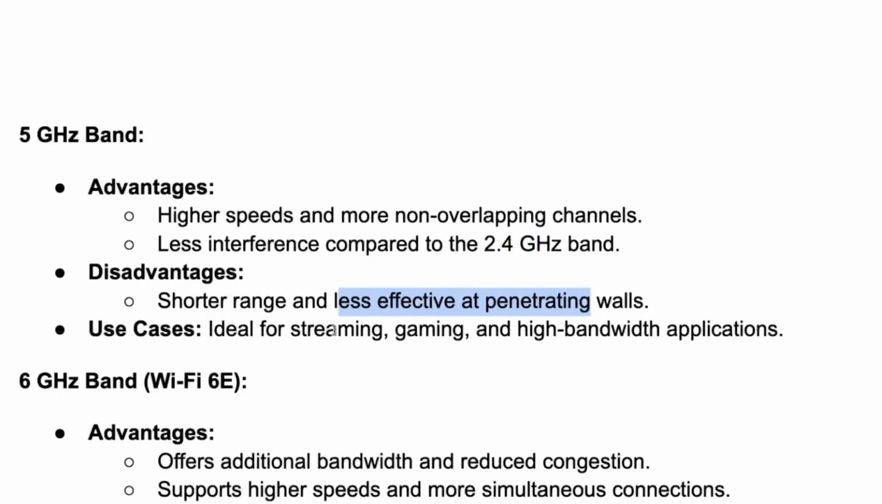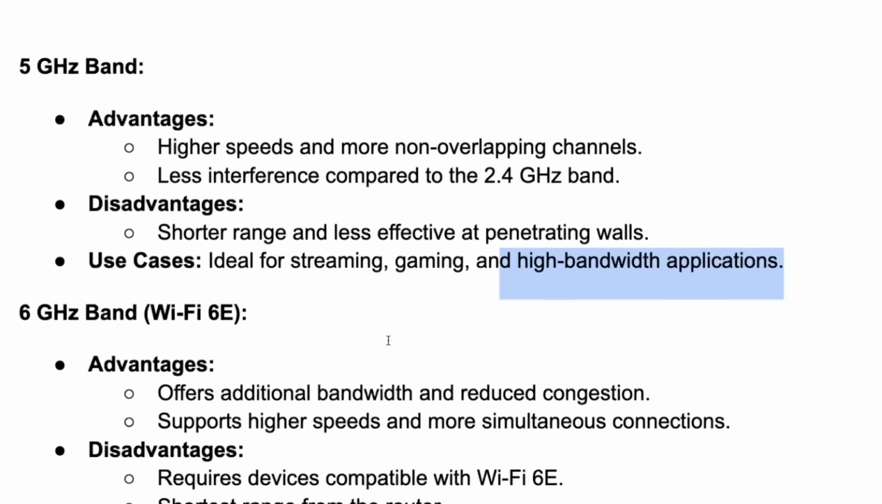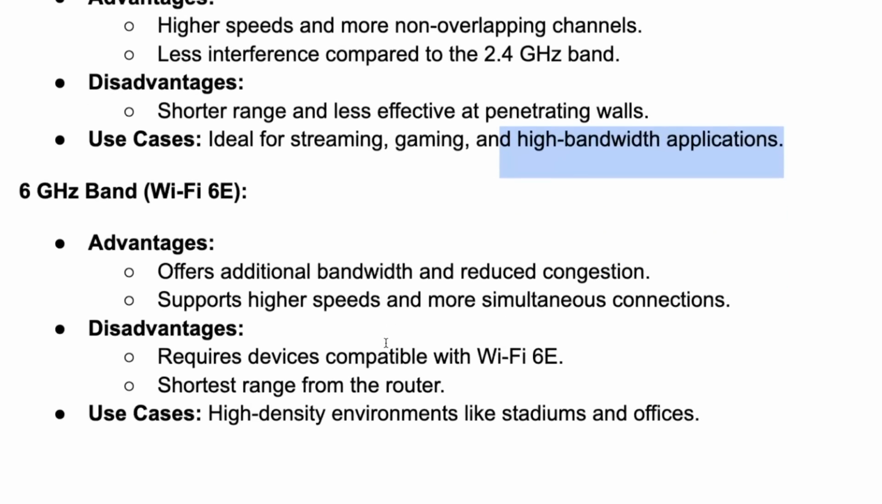And this is what you would use for streaming and gaming and any kind of high bandwidth application, or an application that requires a strong connection, a fast connection. And then 6G is, or 6 gigahertz, I should say. This is the Wi-Fi 6E. So this actually requires a router that supports this 6 gigahertz frequency band. And if it does, then this is additional bandwidth, reduced congestion, because there aren't very many devices that even support this. And it has much higher speeds, obviously, and more simultaneous connections. So this is the cream of the crop as it stands right now.